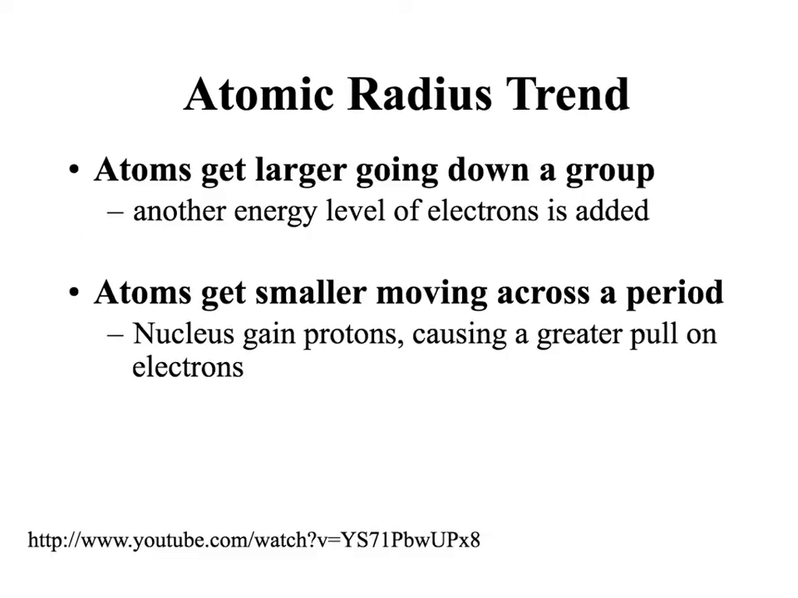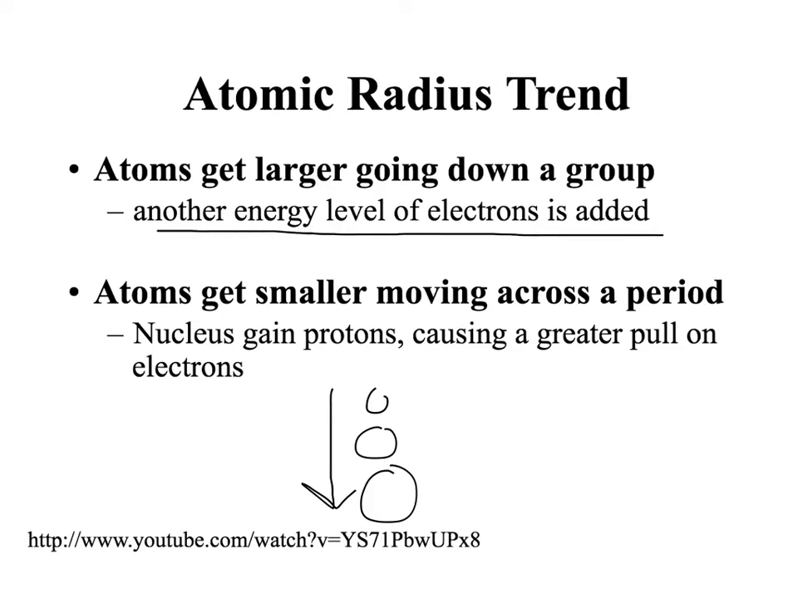Atomic radius trend is as you go down the periodic table, the atomic size gets bigger and bigger. Now, why is that? Well, that's because every time you go down a level in the periodic table, you add an entire energy level. So as you add another energy level, you get a little bit bigger. So going down the periodic table, atomic radius gets bigger.